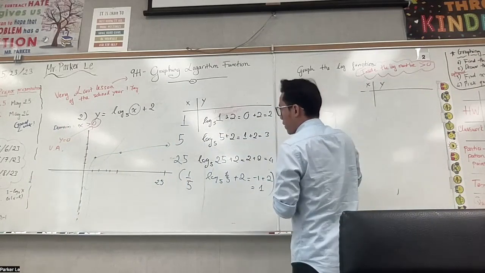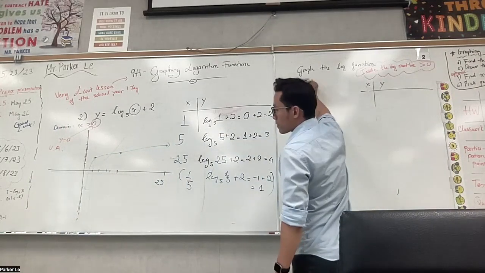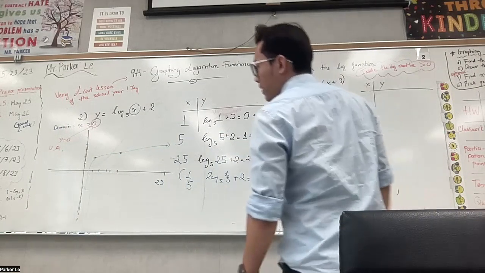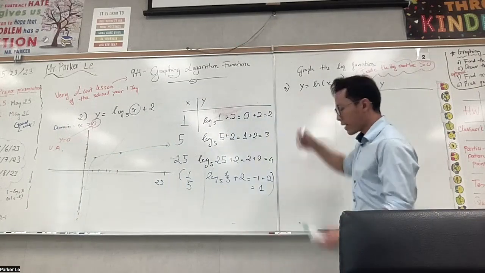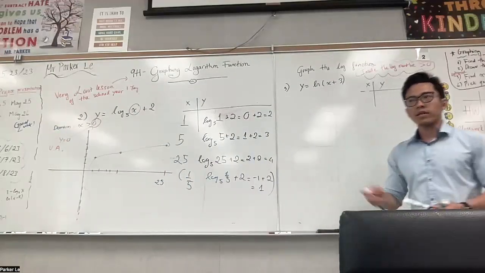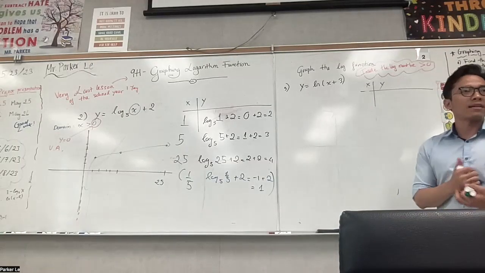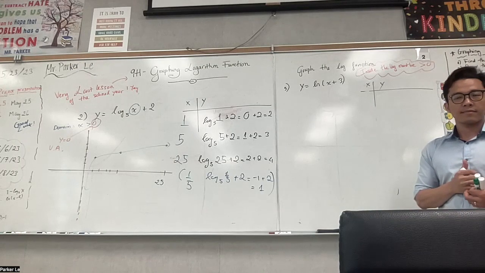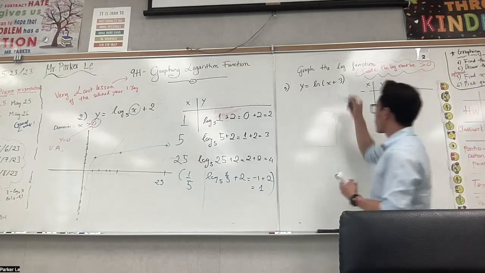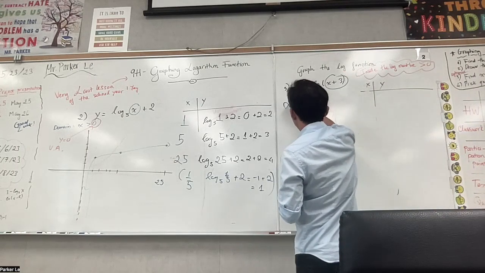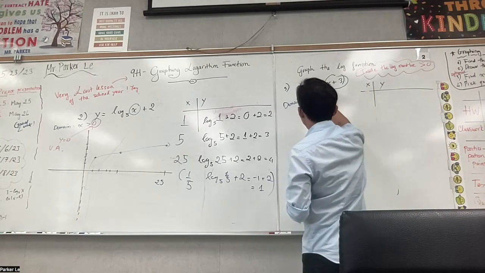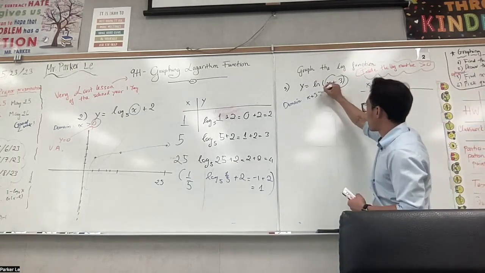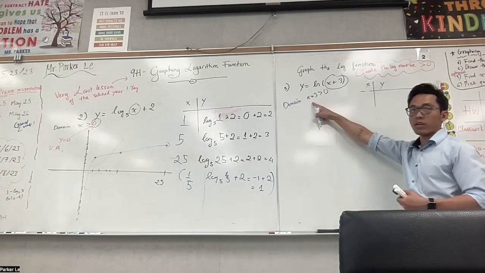We have 7 examples. X plus 3. What is the domain for this? What is inside the log? X plus 3. So I'm going to let X plus 3 be larger than 0, and then solve for X.